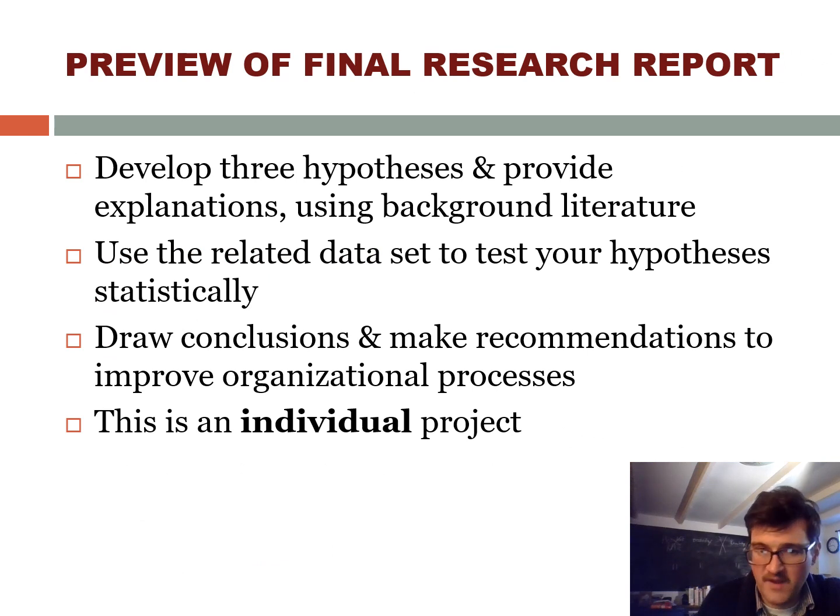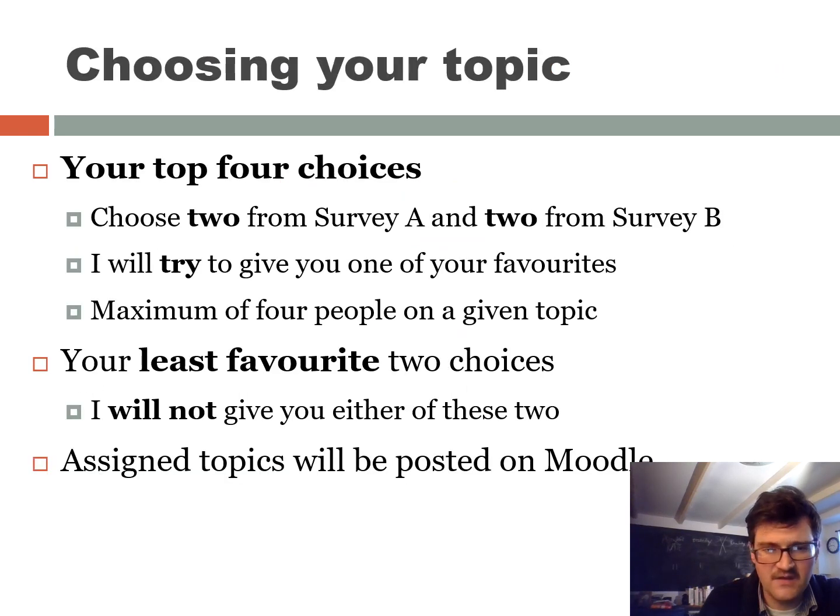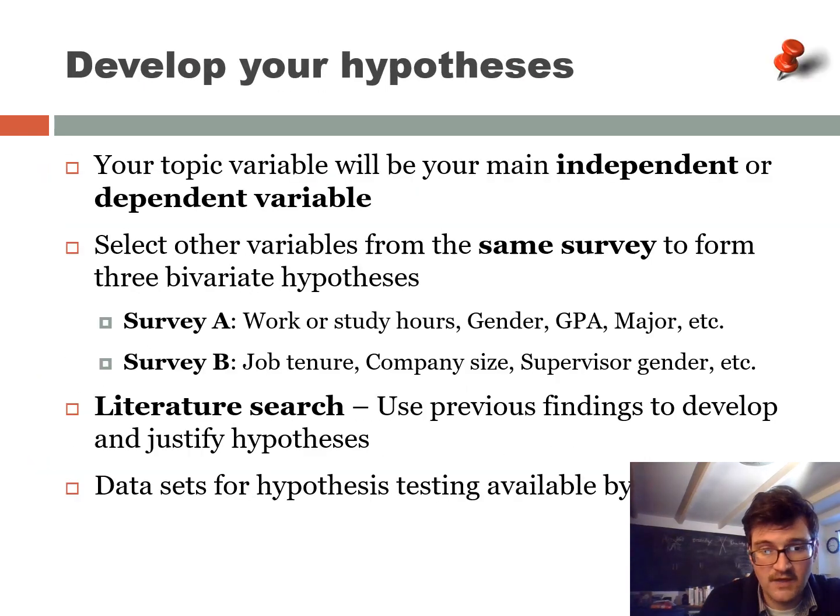Again, reminder, you're developing 3 hypotheses and providing explanations using your background literature. You're going to use the related data, whether survey A or survey B, depending on your focal variable, which again, remember, you choose. Draw conclusions and make recommendations to improve the organization and organizational processes. And remember, this is an individual project. I think we've covered this. So that's about all we really had to say.